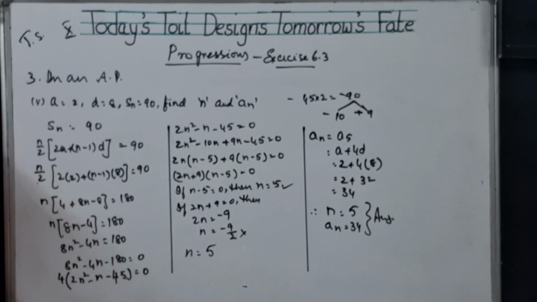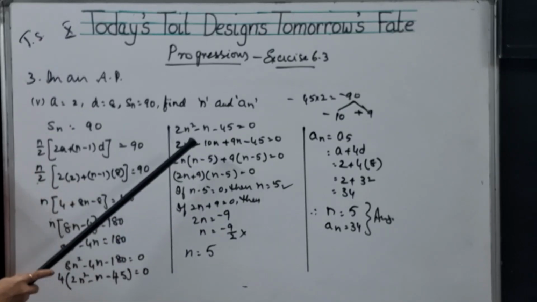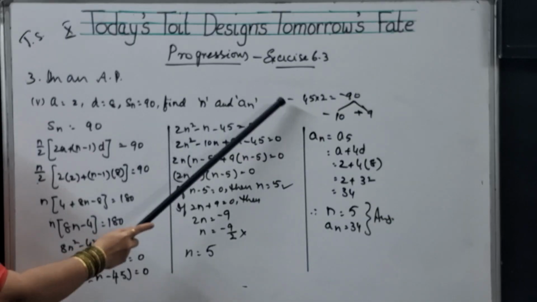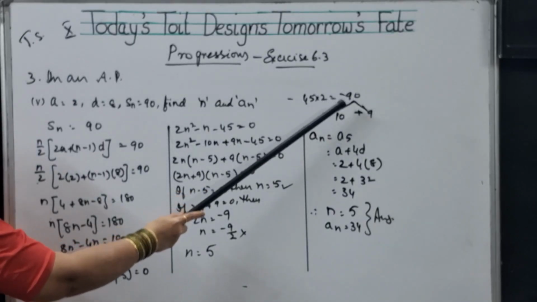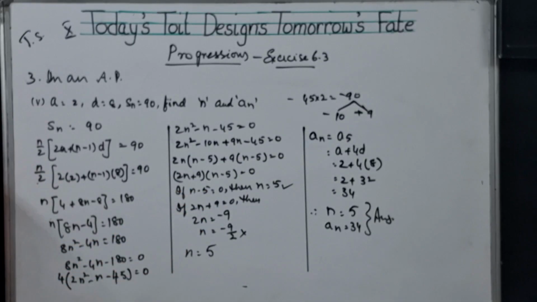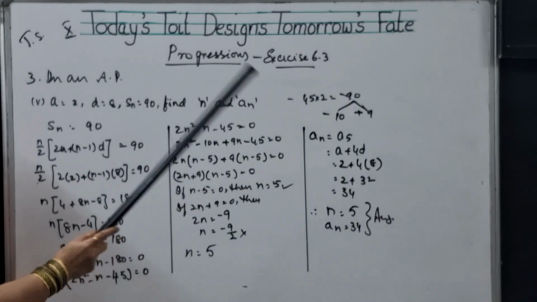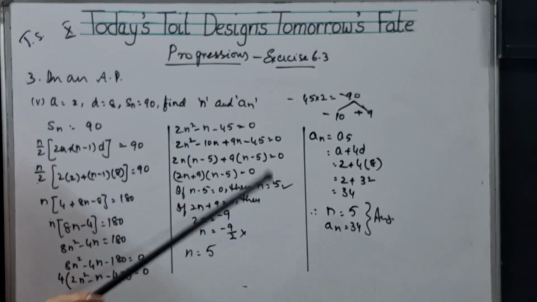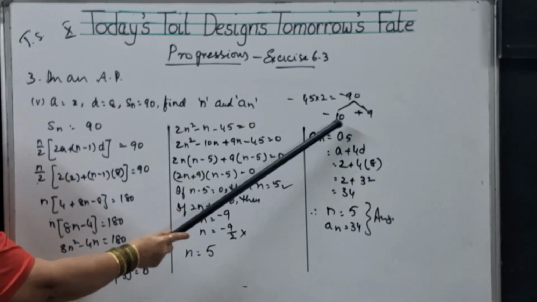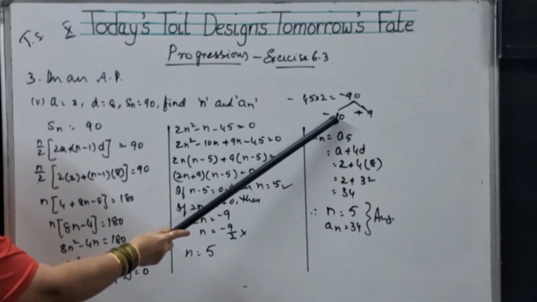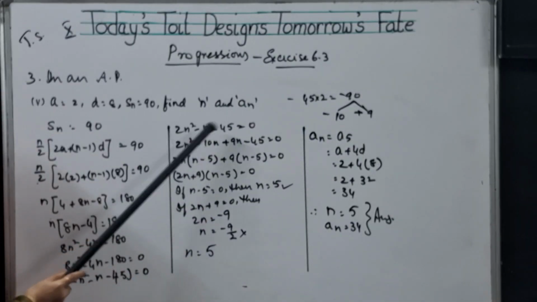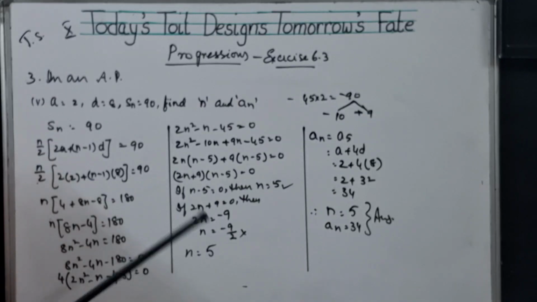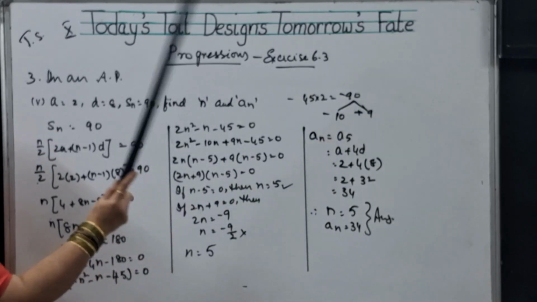So I need to split the middle term. Already you have done in quadratic equations, children. Just as a recollection, minus 45 into 2, that is minus 90. I should bifurcate this minus 90 into two factors in such a way that when I add them, I should get minus 1, the coefficient of n. When I multiply, I should get minus 90. So if I take minus 10 and plus 9, if I add them, I am getting minus 1. If I am multiplying, I am getting minus 90. So this is the perfect bifurcation.